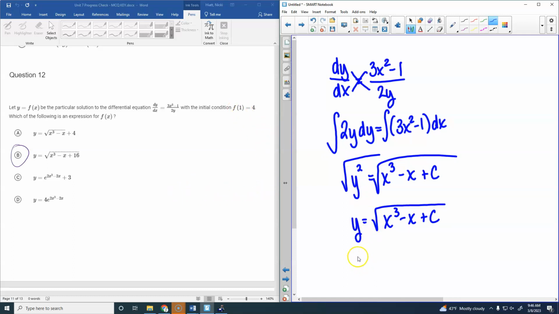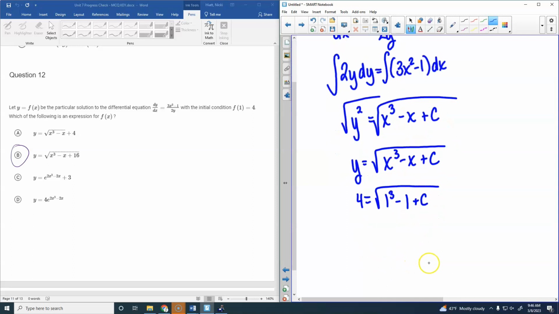Now you can plug in 1, 4. So you'll get 4 equals the square root of 1 cubed minus 1 plus c. This is going to be just 4 equals the square root of c. If we square both sides, we'll get 16 equals c. So we get y equals the square root of x cubed minus x plus 16.